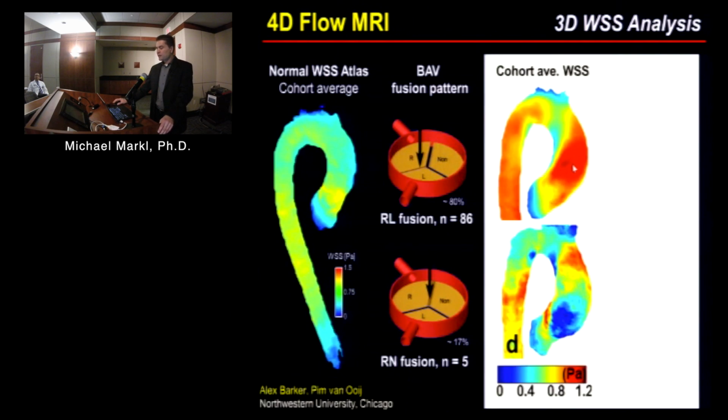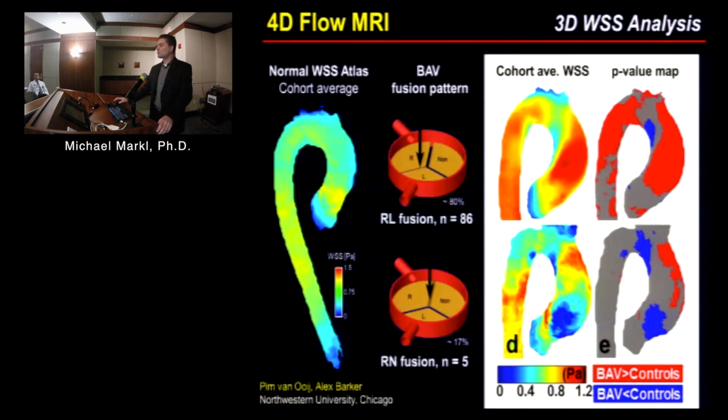And you can see the wall shear stress is very different compared to the control, but it's also very different between those patients with right non and right-left fusion pattern, as we saw earlier. And now that you register all those shear stresses on the same geometry, you can also do direct statistical comparisons and come up with p-value maps that tell you where the local shear stress is significantly different to your population average. Here, again, for patients with this right-left fusion pattern and this right non-fusion pattern. And you can again see that you have a very different expression of shear stress between those two patients.